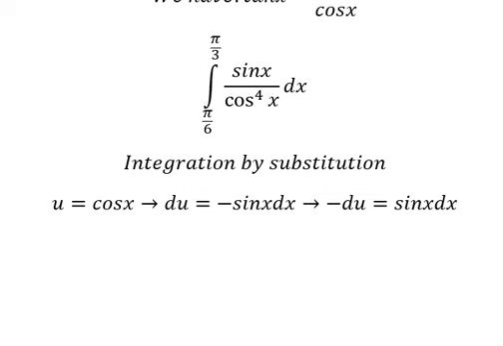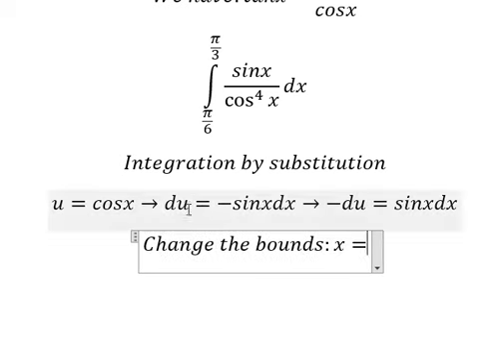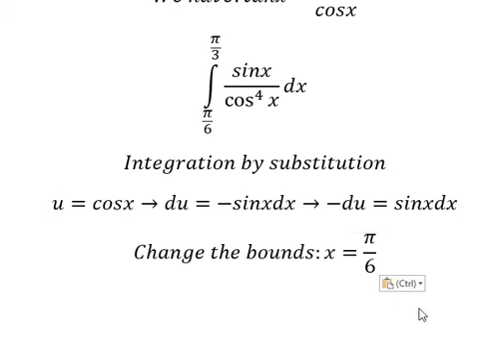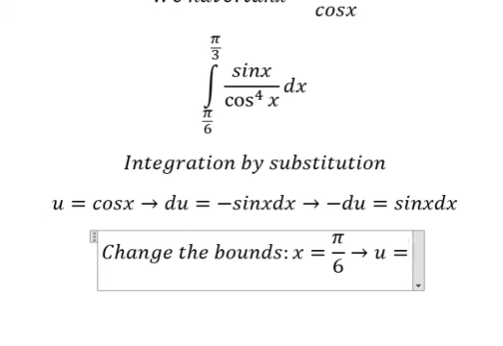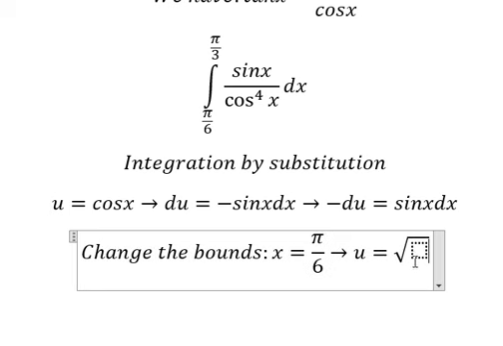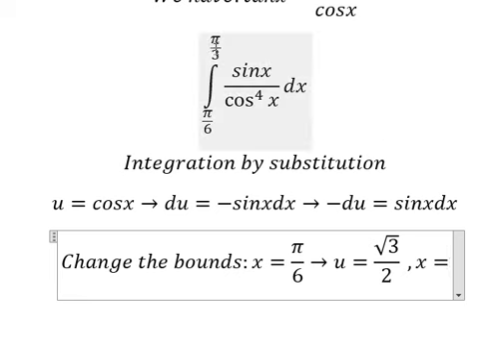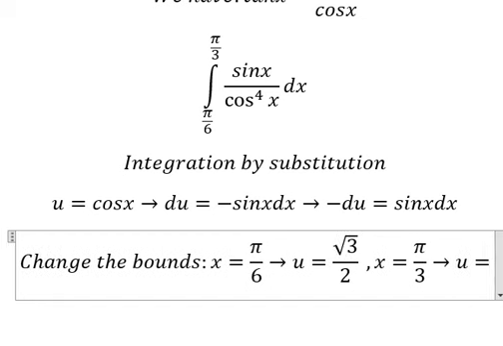Next, we need to change the bounds. When x equals pi over 6, I will put this one in here, and we have u equals the square root of 3 over 2. When x equals pi over 3, we put this one in here, and we have u equals 1 over 2.